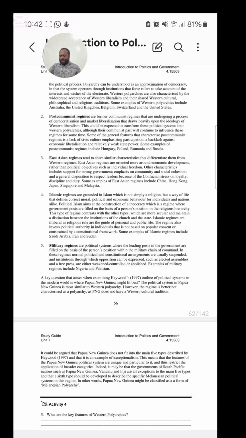So the post-communist regimes are former communist regimes that are undergoing a process of democratization and market liberalization that draws heavily upon the ideology of Western liberalization. So formerly, these countries were under communist leadership, notably those countries in the Eastern European part of the world. After the fall of the Berlin Wall in 1989, most of these Eastern European countries started to go through a process of democratization.